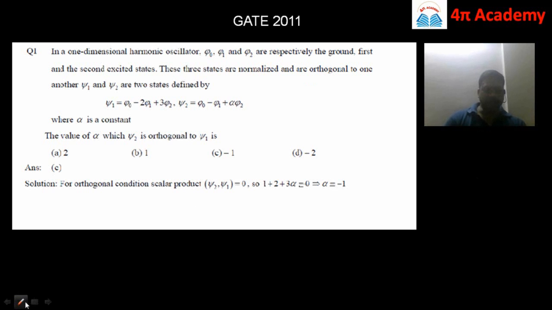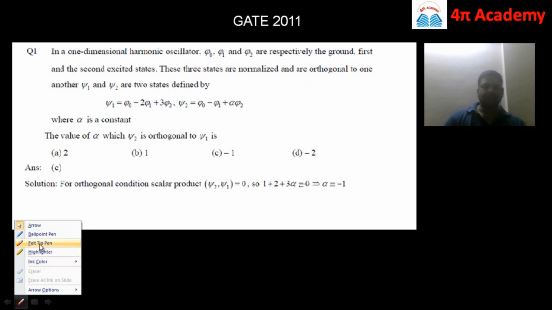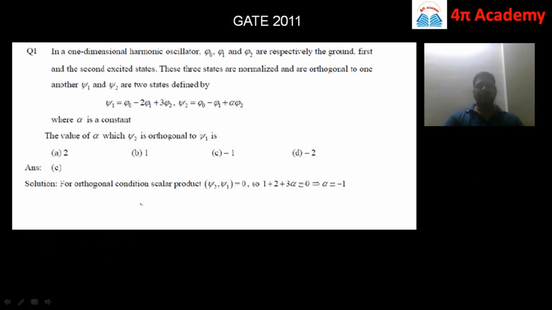So dear students, we know that the condition of orthogonality is integration from minus infinity to infinity psi m star psi n over d tau, and it should be equal to 0. So this is our orthogonality condition.